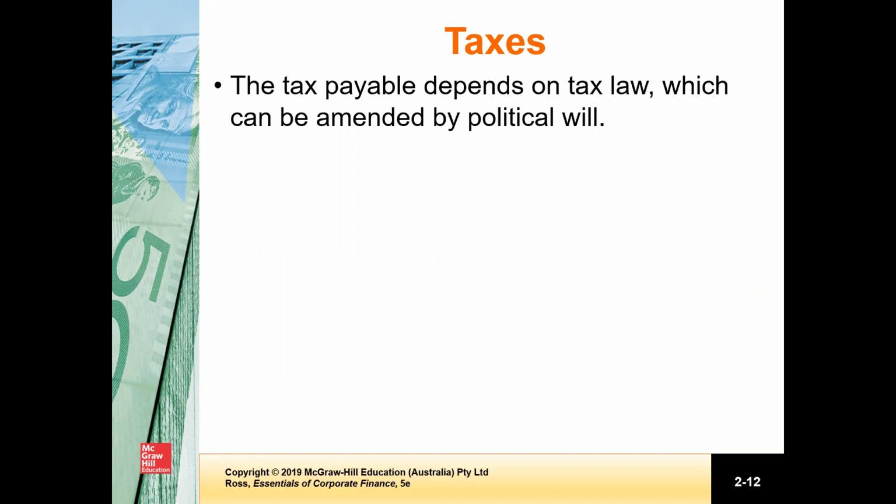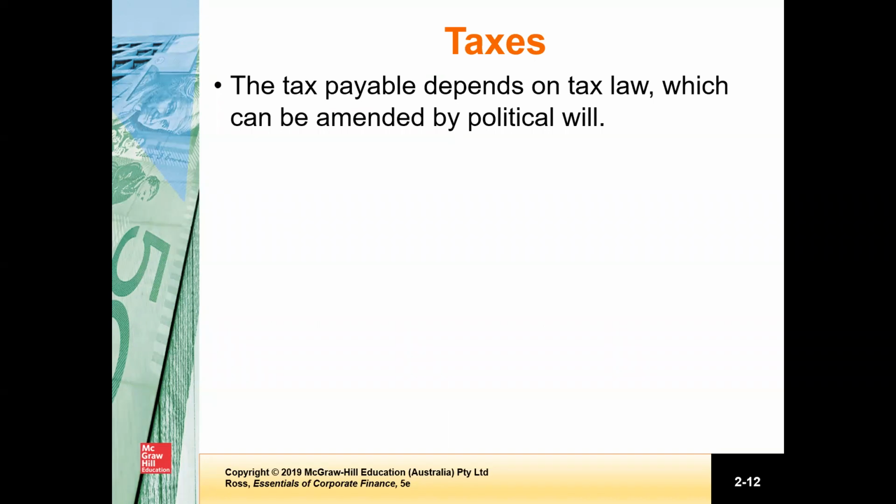And in this video, I'm going to talk about the third learning objective of chapter 2. We will essentially learn about average and marginal tax rates. So let's have a little background first of all. Taxes can be one of the largest cash outflows that a firm experiences.